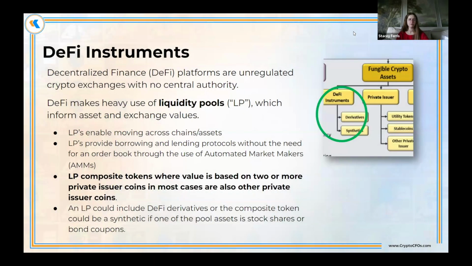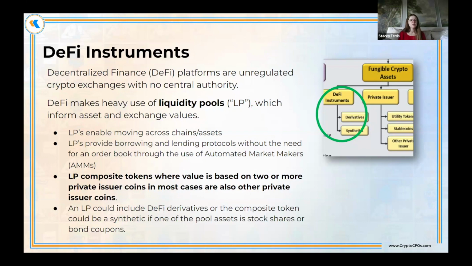Okay, DeFi instruments. DeFi platforms are unregulated crypto exchanges with no central authority. DeFi makes heavy use of liquidity pools, which inform asset and exchange values. Liquidity pools enable you to move across chains and across different types of assets. This is where you get wrapped tokens and composite coins and all sorts of fun little creations.